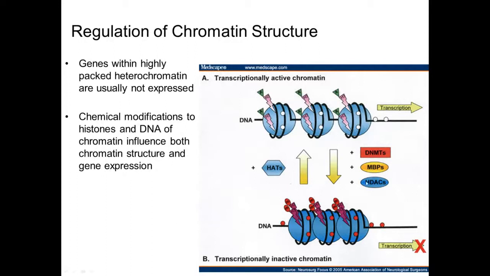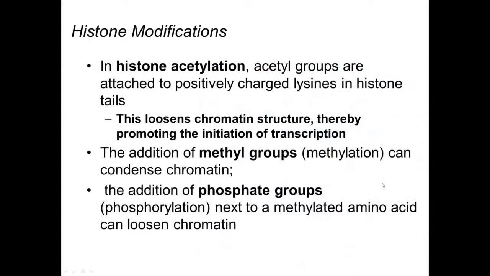And then HDAC, that's a histone deacetylase. So we're going to take it away. All right, so this is just a reminder. Histone acetylation is typically involved with loosening chromatin structure. Methylation is involved with condensing the chromatin structure. You often find phosphate groups as well. If a phosphate group is next to a methyl group, that tends to relax the chromatin.